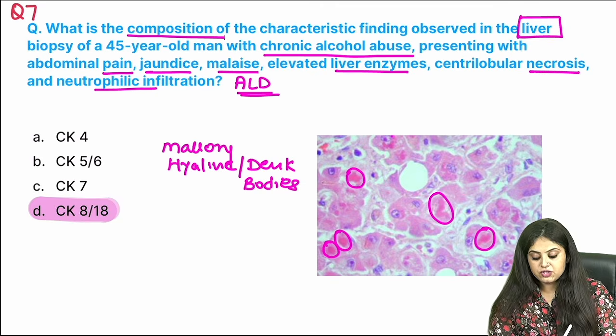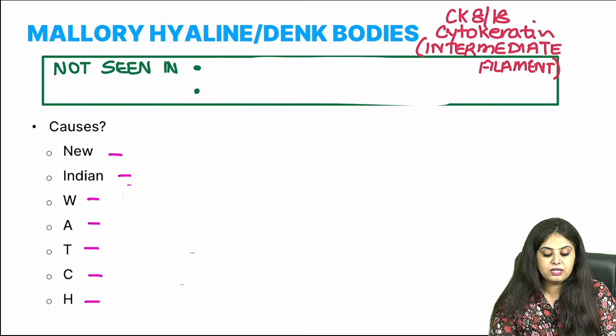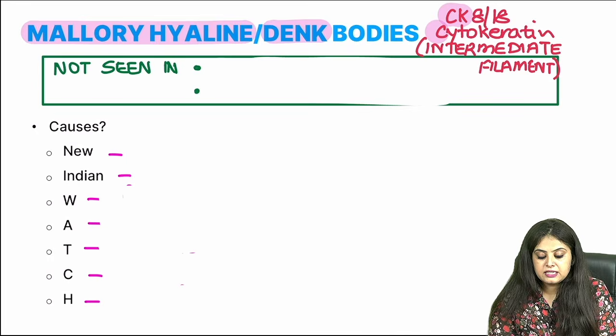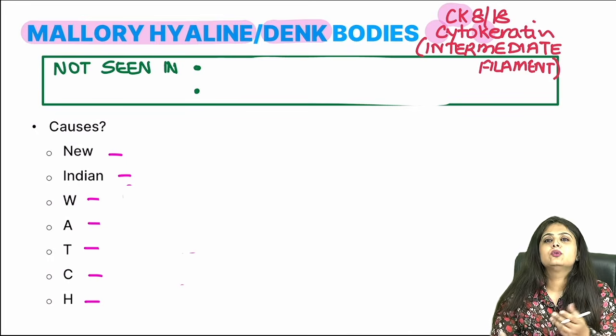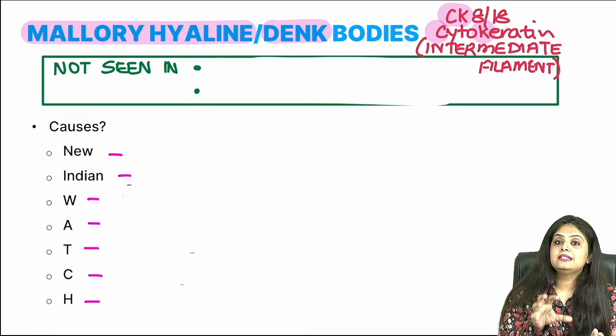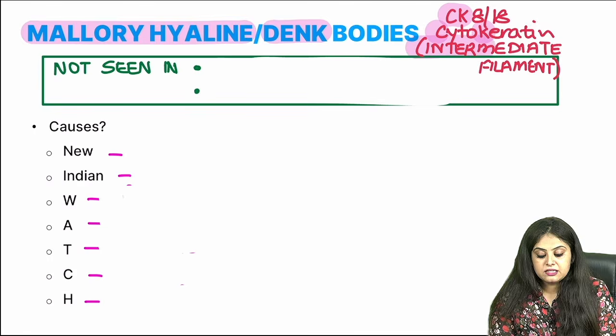So what is the flashcard about this that you have to know? The old name Mallory-Hyaline bodies, the new name Mallory-Denk bodies. What are they made up of? CK8 and 18, that is cytokeratin 8 and 18. So what is cytokeratin? Cytokeratin is present inside the cells. You can say it's the backbone of the cells. It is an intermediate filament.